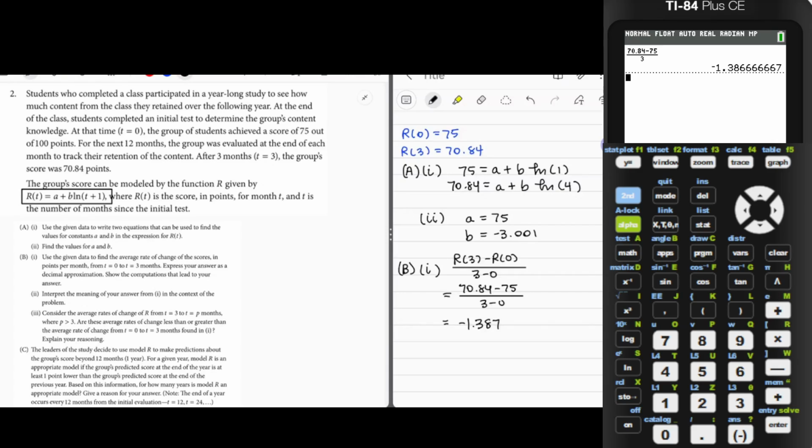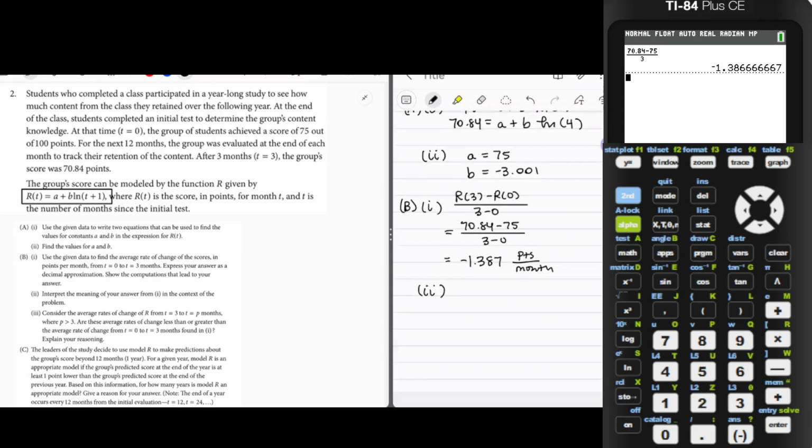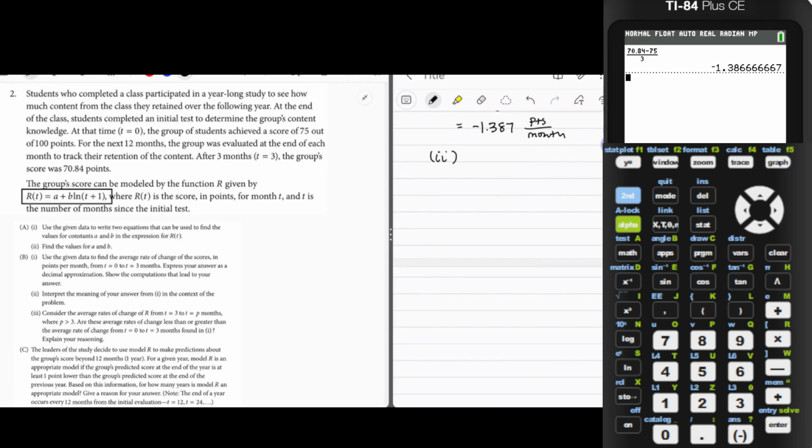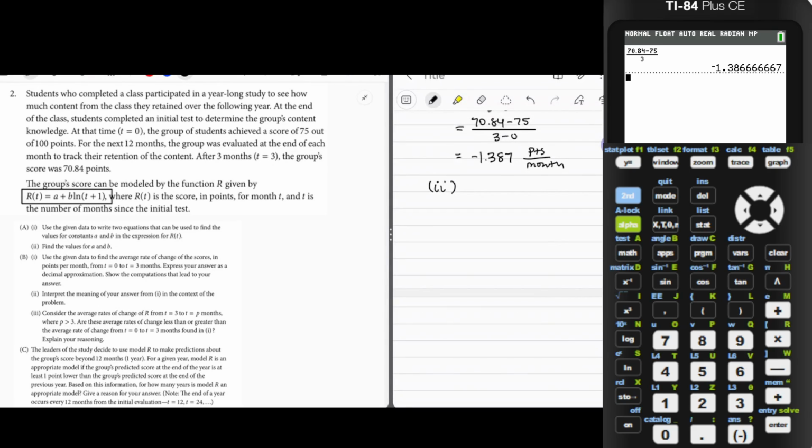And what are the units? Points per month. Okay, B2 is going to probably ask me to reason with that, interpret the meaning of my answer from 1 in the context of the problem. Okay, so interpreting an average rate of change. Okay, I'm going to need another page eventually. Remember that this is an average rate of change, so I'm going to start my meaning with on average.